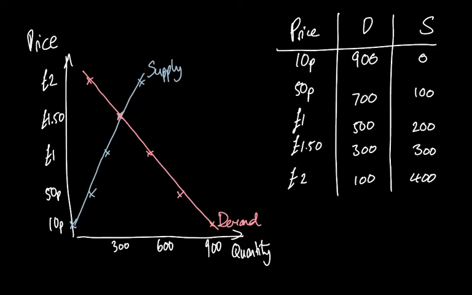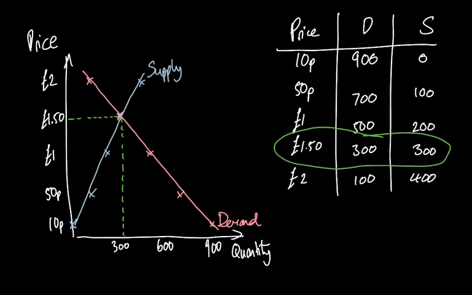And we need to think a little bit more about what's actually going on here. So get a different coloured pen here. This is occurring at £1.50. Okay, and at £1.50, demand and supply are both equal. In fact, you can see it on the table over here that at £1.50, demand and supply equal. What does that actually mean?